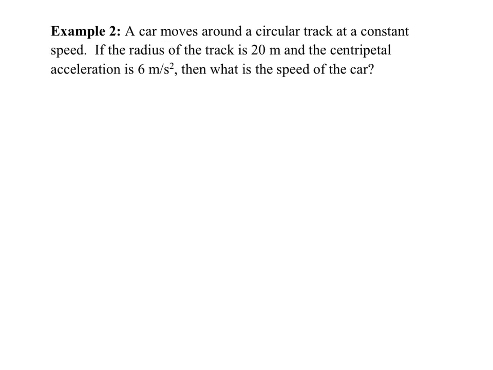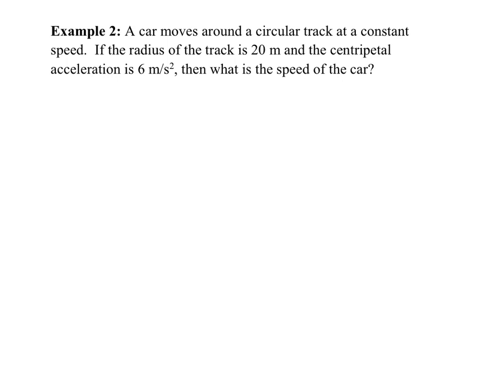Let's take a look at an example. A car moves around a circular track at a constant speed. It's a plug and chug here. If the radius of the track is 20 meters and the centripetal acceleration is 6 meters per second squared, then what is the speed of the car?